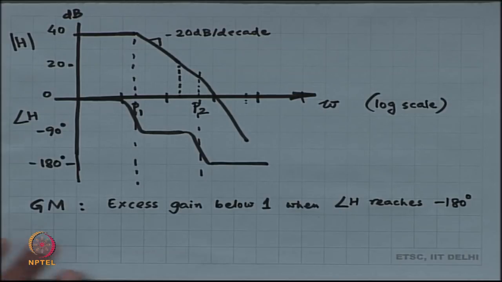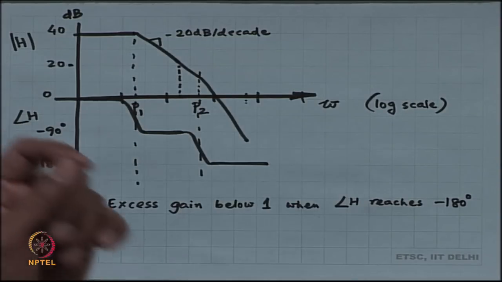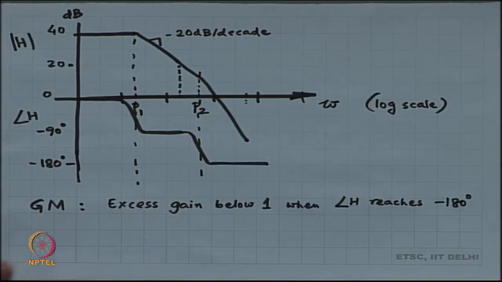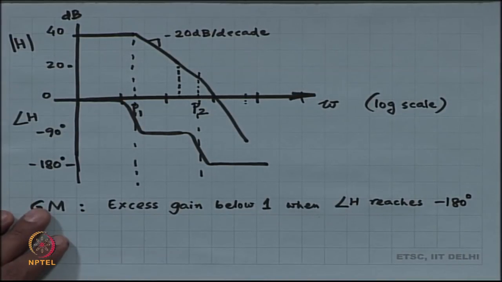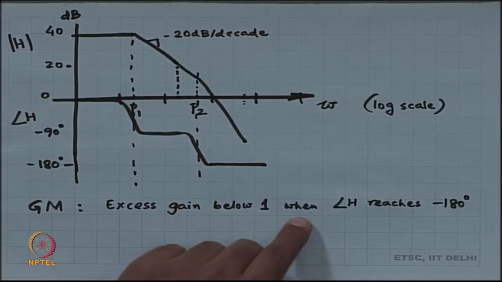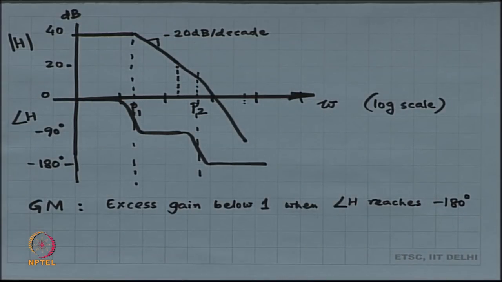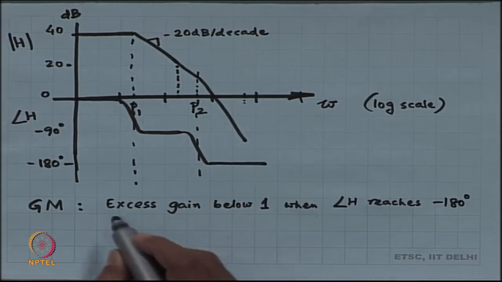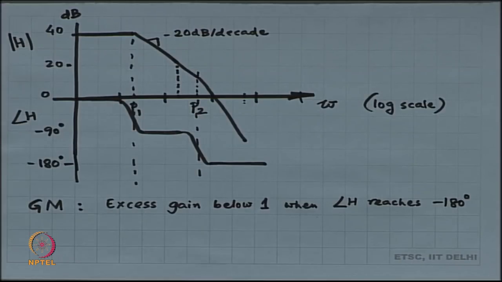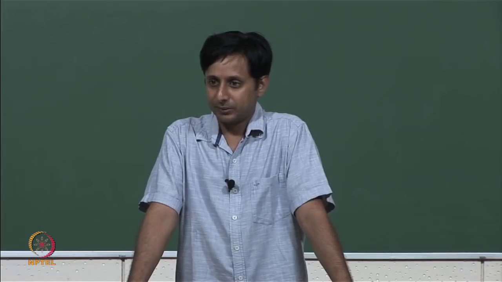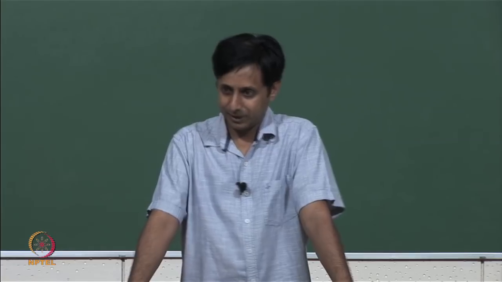Okay. If magnitude of H is 1 by 5 when angle of H reaches minus 180 degrees, then the gain margin is a factor of 5. If magnitude of H is 0.01 when angle of H reaches minus 180 degrees, then the gain margin is a factor of 100. Okay. So, that is what I mean by excess gain below 1. How much is the gain less than 1 when angle H reaches minus 180 degrees. This is one question, this is gain margin.